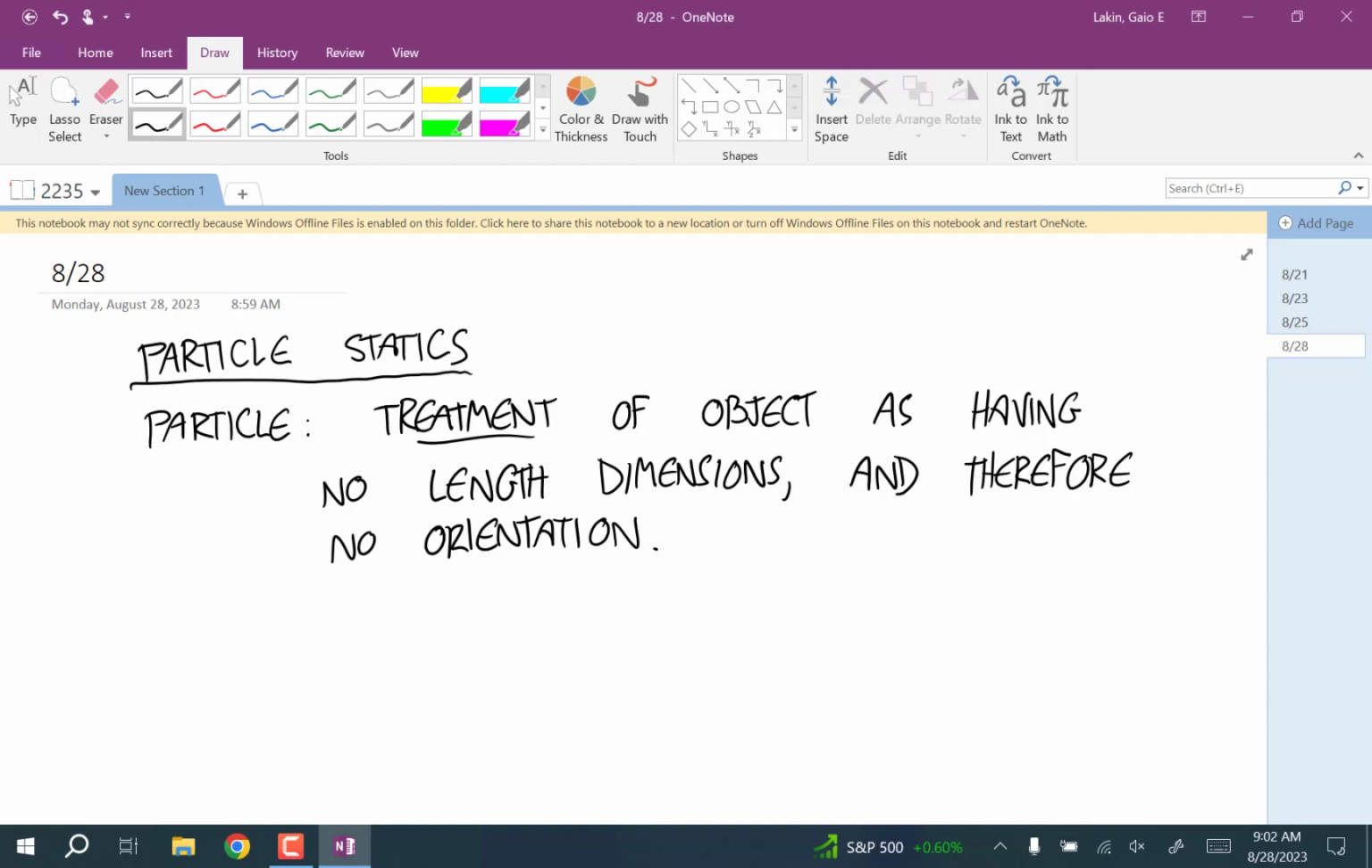Okay, so if nothing has a length dimension, you can't tell which part is its head and which part is its feet and stuff like that. There's no orientation. It's just an object in space. It does have mass, position, velocity, acceleration, but it just doesn't have orientation. Okay, well, if something doesn't have length dimensions, you can't make any distinctions about where forces are acting on the body, and so you can't make anything spin.